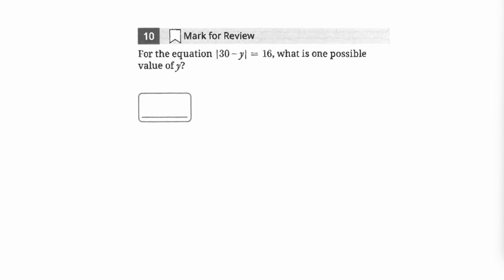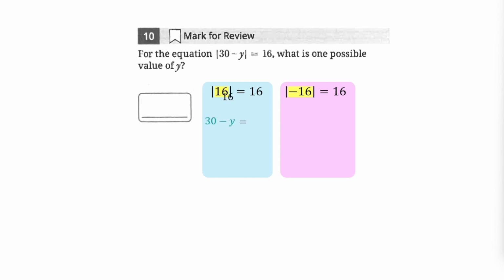For this given equation, what is one possible value of y? Since the absolute value of both positive 16 and negative 16 is 16, there are two possible solutions. To find each solution, set 38 minus y equal to 16 or negative 16 and solve for y. When 30 minus y equals 16, we can think mentally, 30 minus what number equals 16?